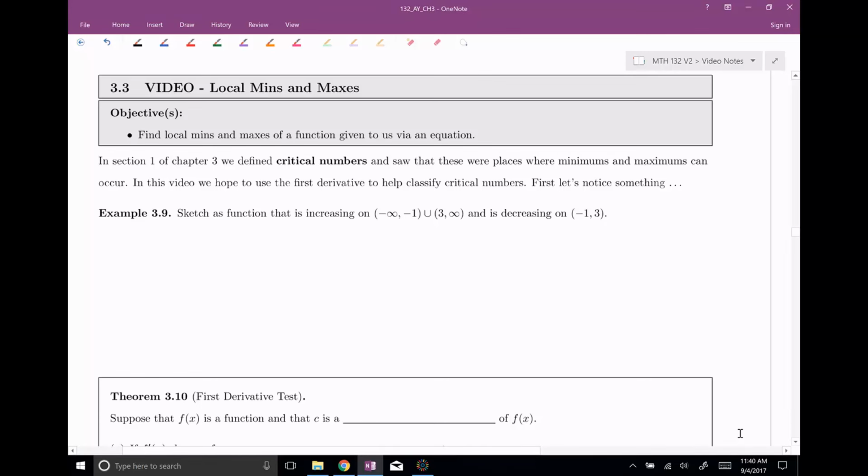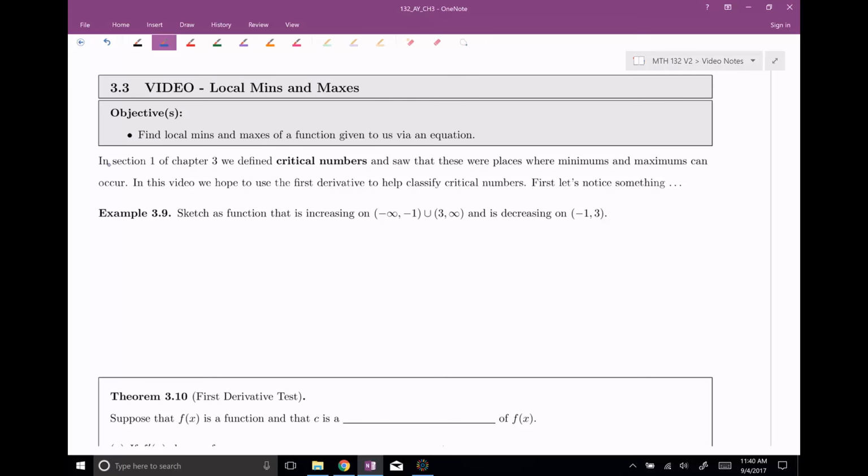Welcome everyone to section number 3, or welcome back really. In this video we're going to be talking about local mins and maxes, right? So our goal here is to find these local mins and maxes for a function given to us via an equation. If we are given a graph, then the claim is it's pretty easy to identify these things. It's more difficult when we have an equation.